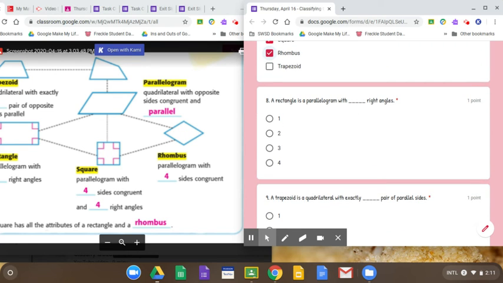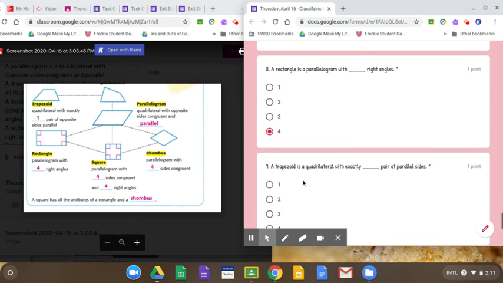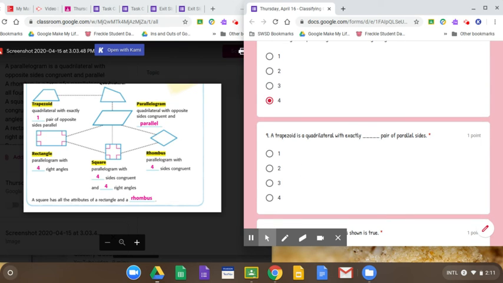Number eight says a rectangle is a parallelogram with how many right angles? So if you look here, it keeps getting bigger. 1, 2, 3, 4. There are four right angles in a rectangle. Then, a trapezoid is a quadrilateral with exactly blank pairs of parallel sides. It's just one pair. If you look here, it says one pair of parallel sides. I did see some people put two, but there are not two pairs. There are two sides, but this is how many pairs.